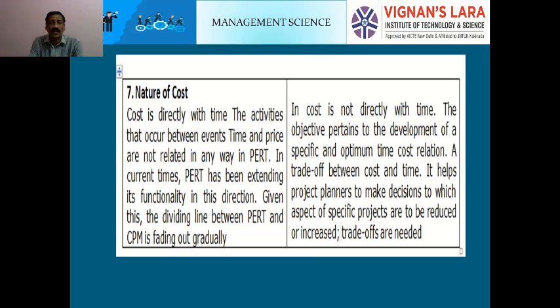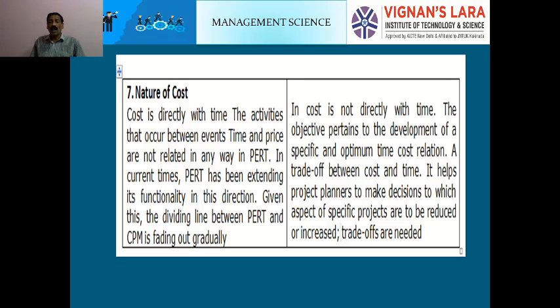In current times, PERT has been extending its functionality in this direction. Given this, the dividing line between PERT and CPM is fading out gradually. That means PERT and CPM are divided with reference to PERT, where cost is directly associated with time. That is the central point while studying PERT. While at the same time, in the CPM method, cost is indirectly associated. That means cost is not directly associated with time.